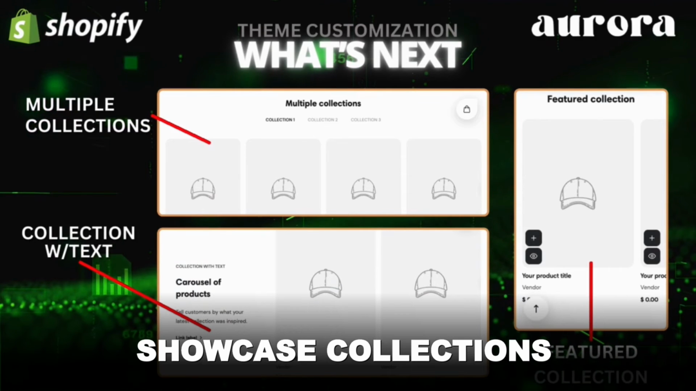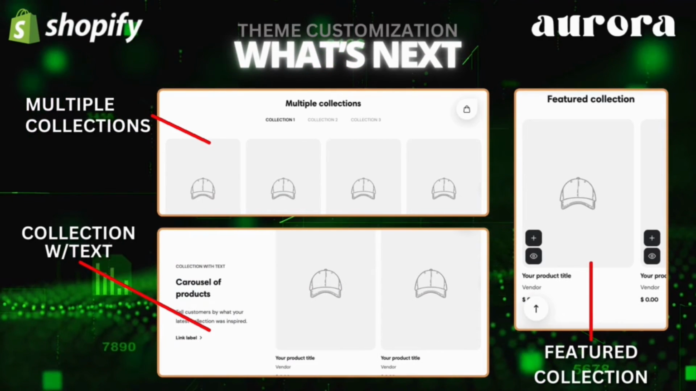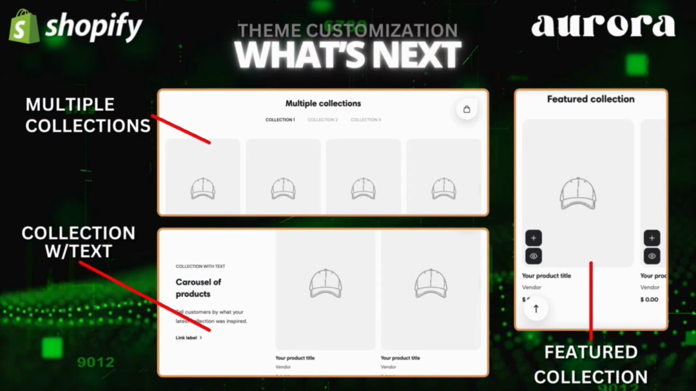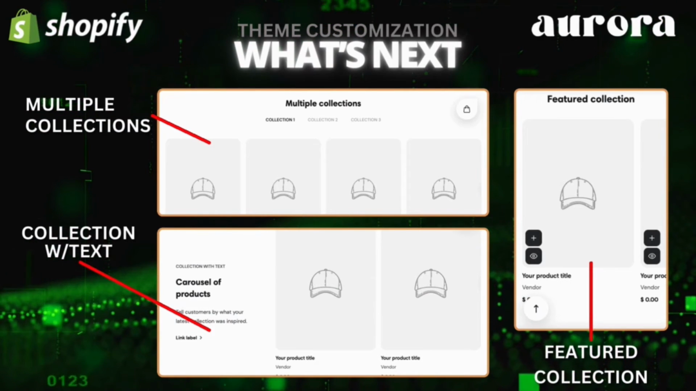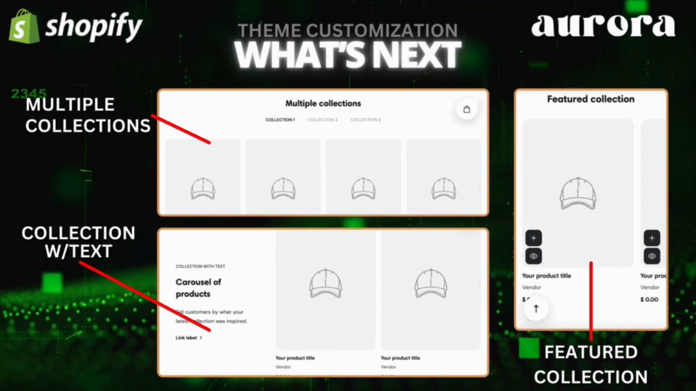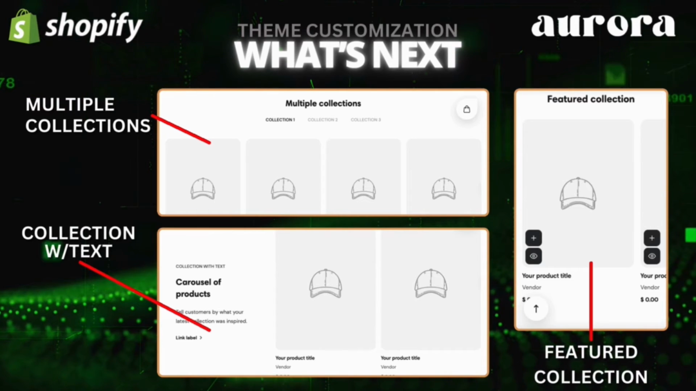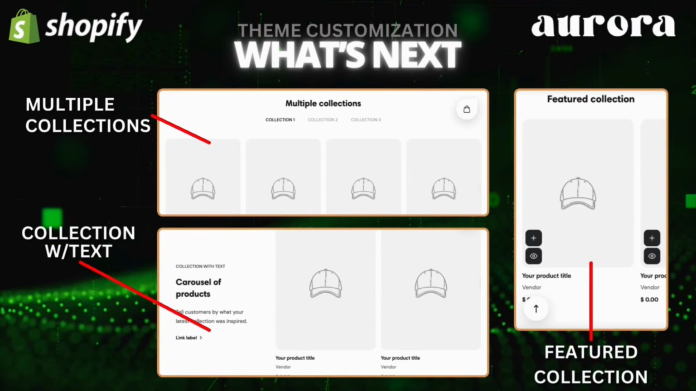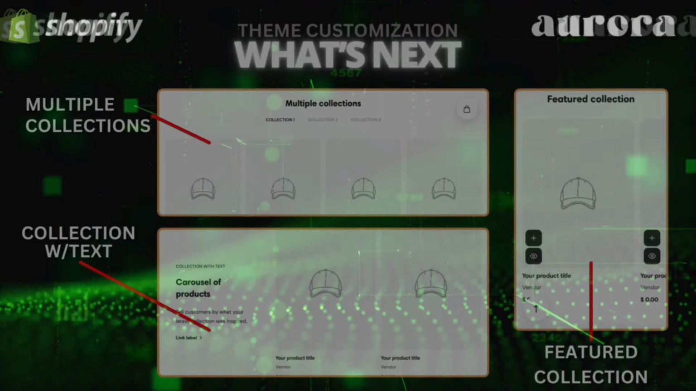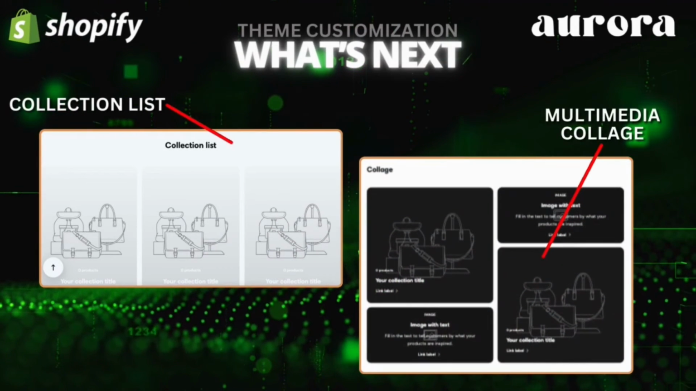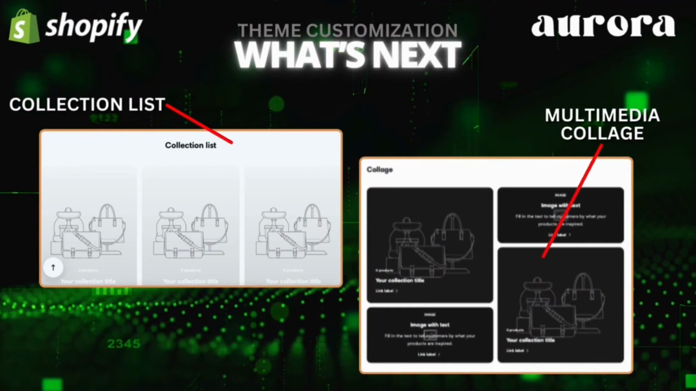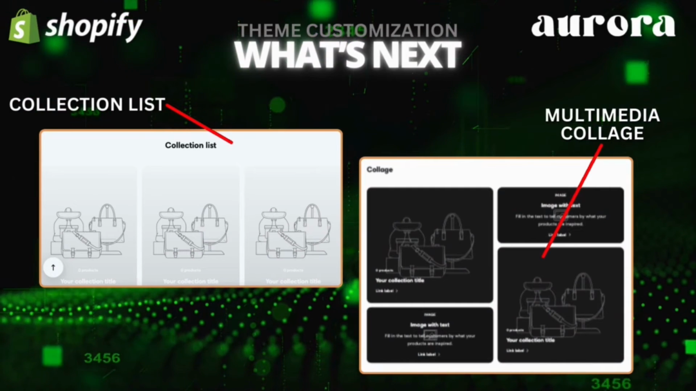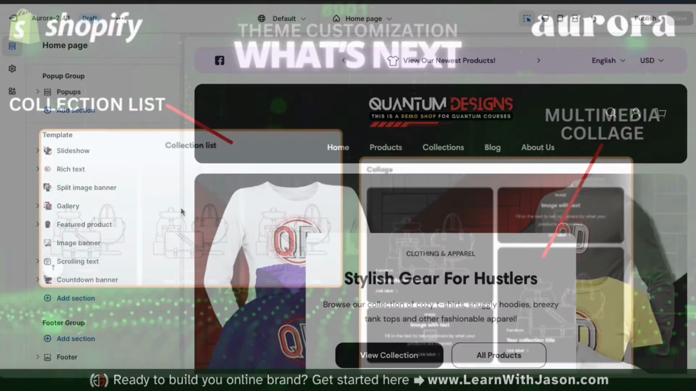Product collections are, of course, collections of similar items or products that you've grouped together based on some criteria. On Shopify, you can create mini product collections and display selected collections on your homepage in dynamic ways. This includes sections like a featured product, multiple collections, collection with text, a collection list, and a collage. Adding collections to your homepage is a great way to show off and promote products to your customers.